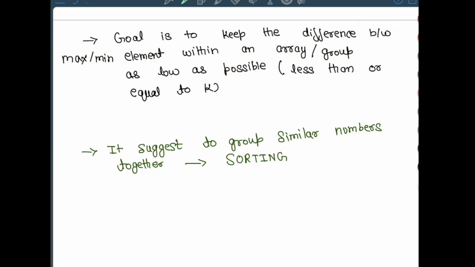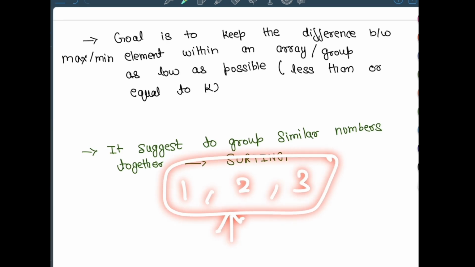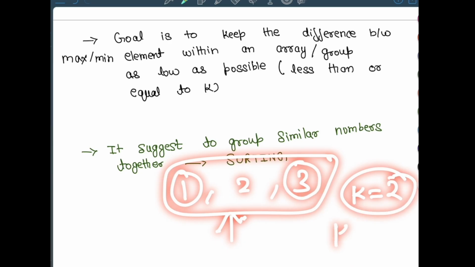If I have three numbers 1, 2 and 3, I can group them together, even though they are very close, if the value of k is equal to 2, right? Because the max element is 3, the min is 1. If the value of k is equal to 1, I cannot group 3 and 1 together. But if the value is 2, I can group them together, right?